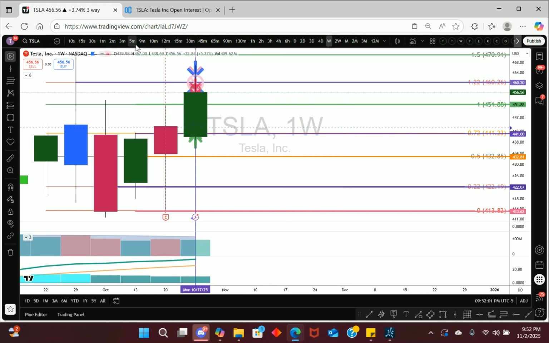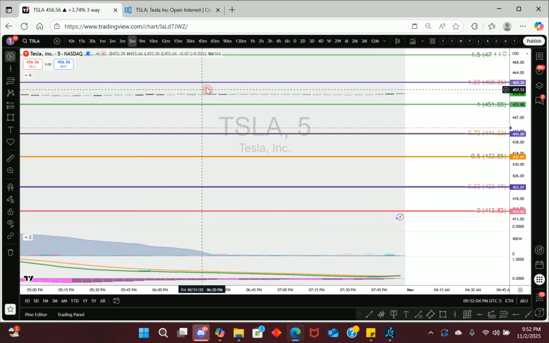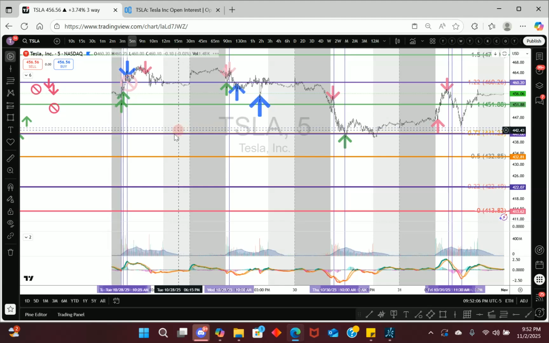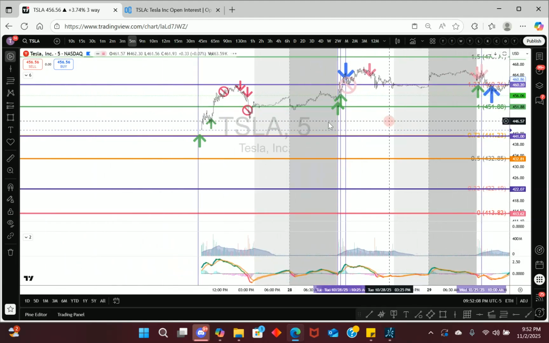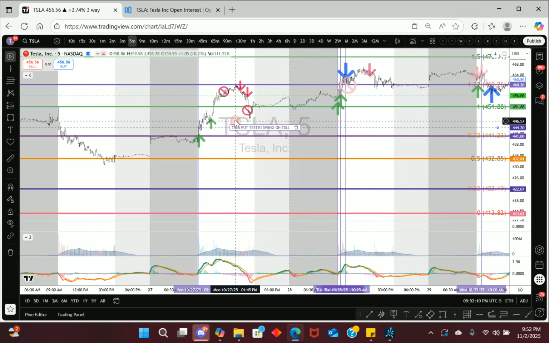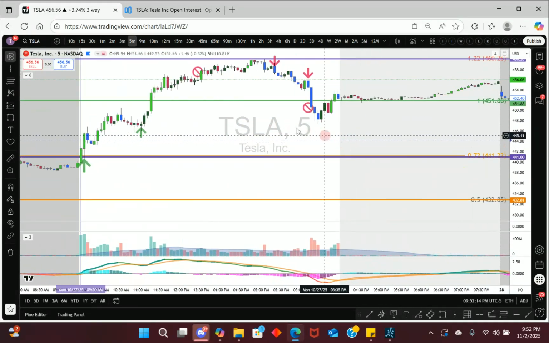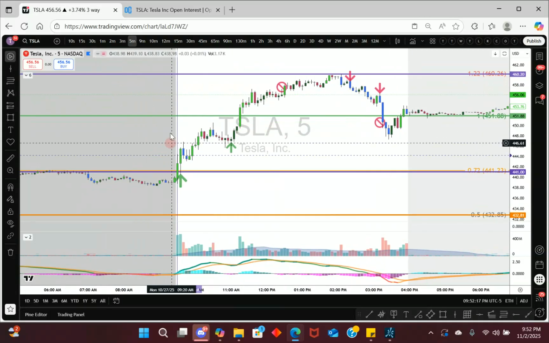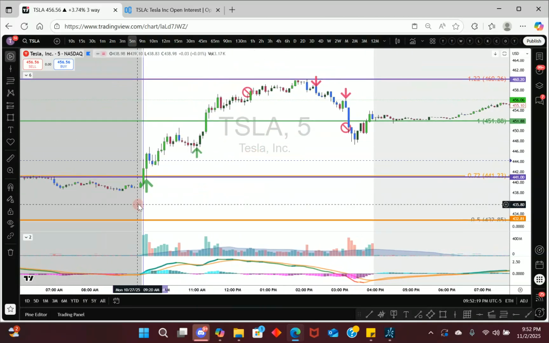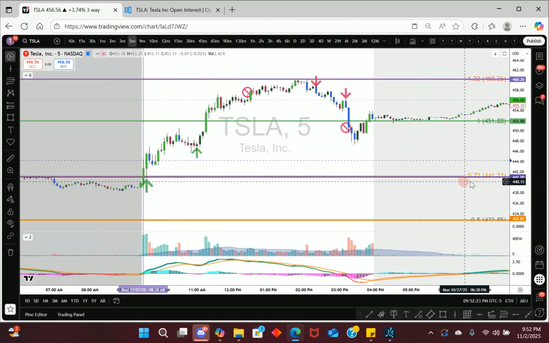Now we're going to go to the 5-minute chart and go back to the beginning of the week. I've already drawn out the entry levels for you and how that would have worked out for you. As you can see on Monday, price pulled up right here. This is where price came up at the 72 level.